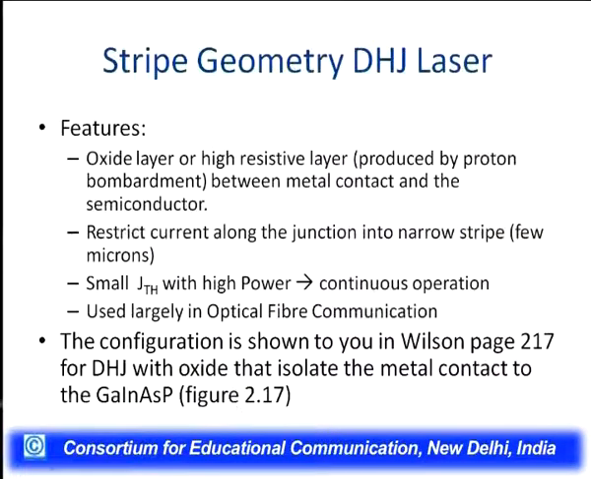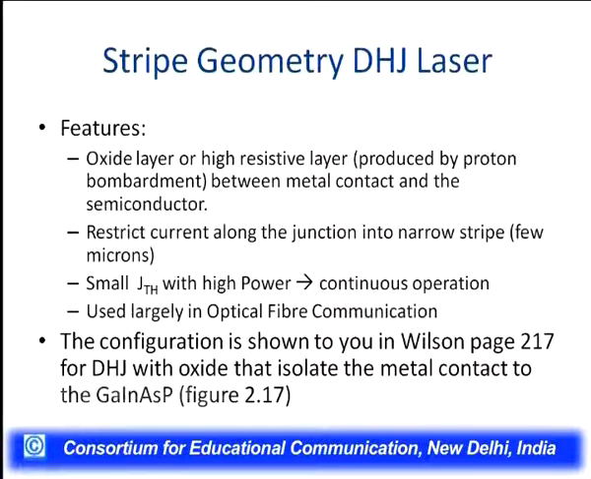The strip geometry of the double heterojunction laser has the features of the oxide laser or the high resistance laser, which is produced by proton bombardment between the metal contact and the semiconductor. Because of the proton bombardment, we have the two layers. They restrict the current along the junction into a narrow strip of a few microns. Small threshold current density, that is J threshold, with high power. Continuous operation takes place. This type of laser is used largely in optical fiber communication.